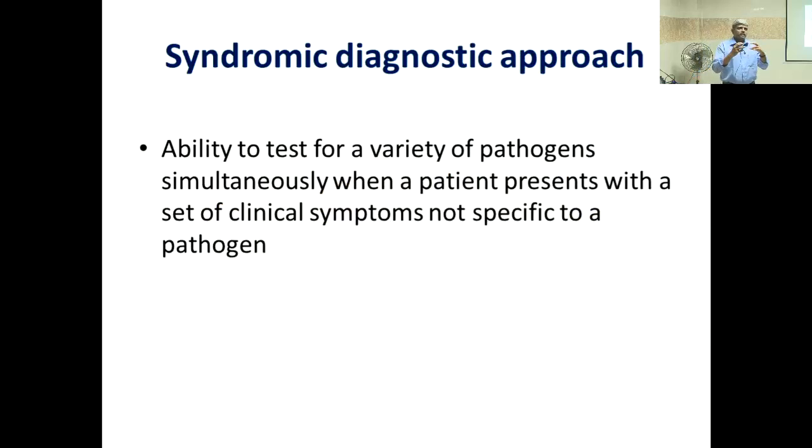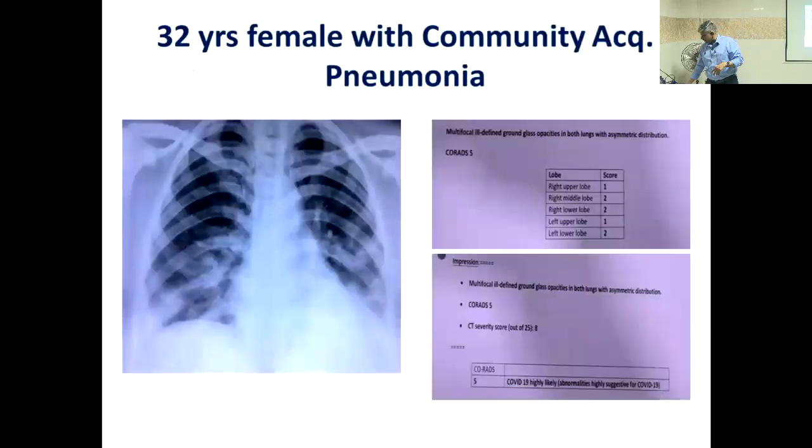That is what we call the syndromic diagnostic approach, where you have a diagnosis of pneumonia that could be because of multiple pathogens, a virus, bacteria, something like that. But you try doing a single test that would pick up a variety of etiological agents causing that diagnosis. When you do a single test picking up all of these, that is what you call a syndromic diagnostic approach. I'll just run through one case.